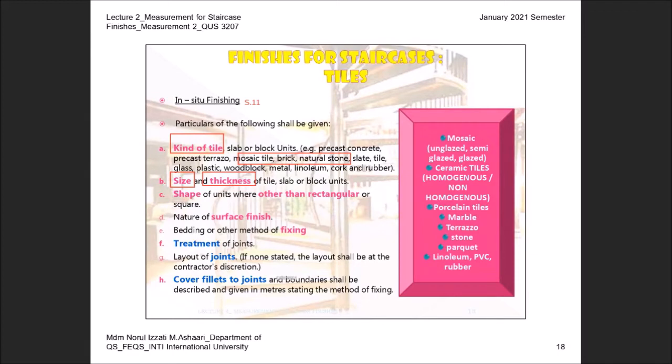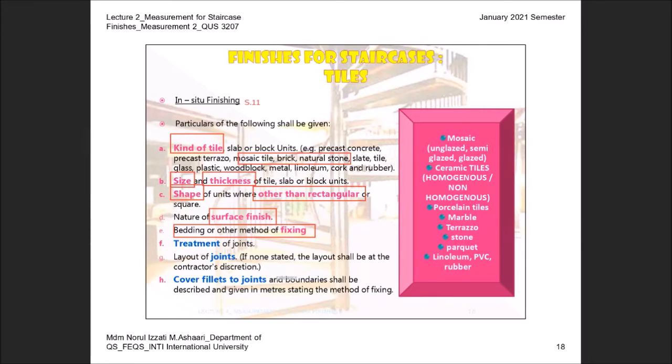Shape is only applicable if the unit or the design is other than rectangular. If not, you don't have to write it down. Nature of the surface finish, sometimes it is homogeneous, sometimes it is rough surface, sometimes it's very glossy. So that one also has to be measured, has to be stated in the description. Bedding and pointing under fixing, this is normally using white jointing, or we can use the white color cement. Okay, treatment of the joint, layout of the joint, and cover fillet.